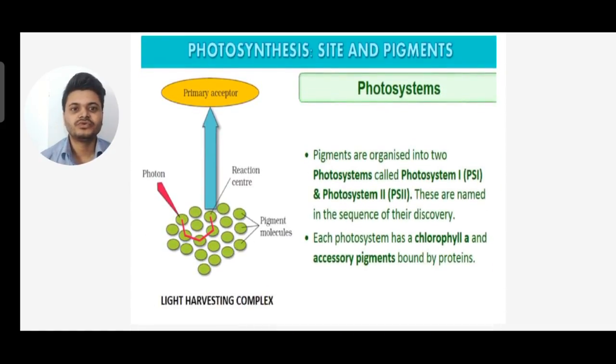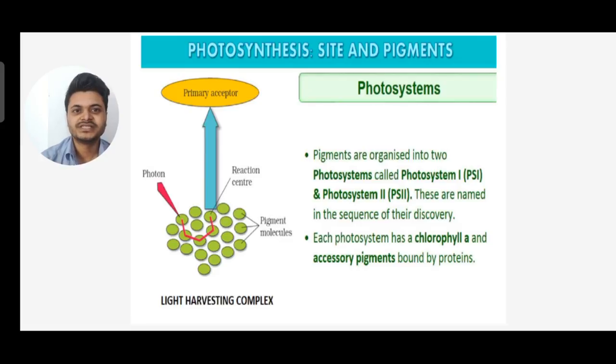So next is photosystem. Pigments are organized into two photosystems. PS is the short form of photosystem. One is PS1, another is PS2, that is photosystem 1 and photosystem 2. Photosystem 1 is of 700 nanometer wavelength and photosystem 2 is 680 nanometer wavelength. These are named in sequence of their discovery. Each photosystem has chlorophyll A and accessory pigments bound by proteins.